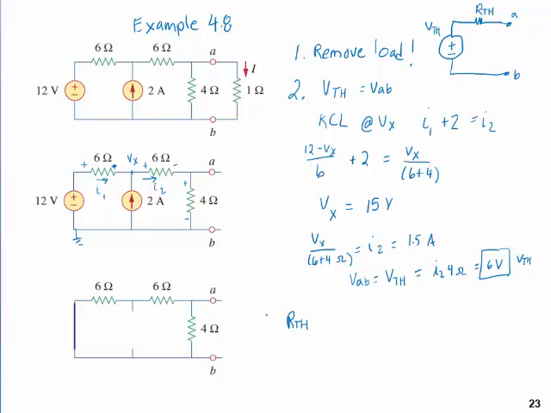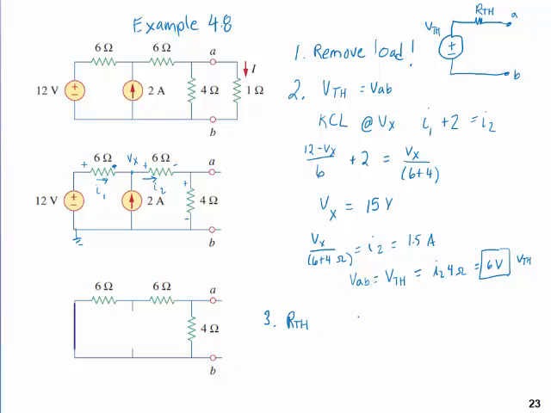For R Thevenin, that's step 3. We're going to find R Thevenin. For that, you have to get rid of all of the sources in the network. So for a voltage source, that means short it out. For a current source, that means open it up. And then determine the resistance as seen by these terminals. So if I put my voltmeter between terminals A and B, what resistance would I see?